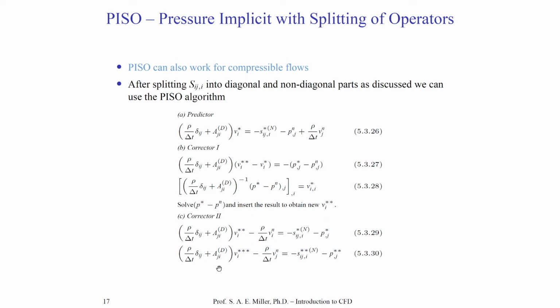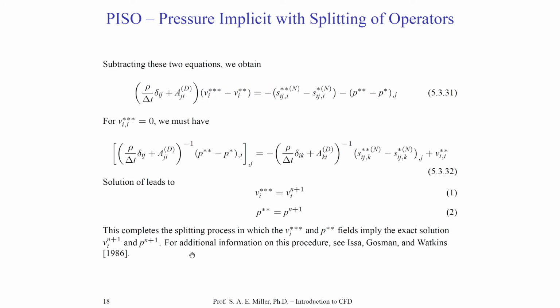Those values would, of course, be used to find and solve for rho. We can subtract these two particular equations and find this equation, which is labeled from Chung's book. We would look for v***, which, in this case, would be to enforce the conservation of mass. We would then find solutions which lead to this form, where v_i*** and p** are v^(n+1) and p^(n+1). So this would complete the splitting process, where v*** and p** imply the exact solutions of v^(n+1) and p^(n+1), which can be shown right here in these particular equations.